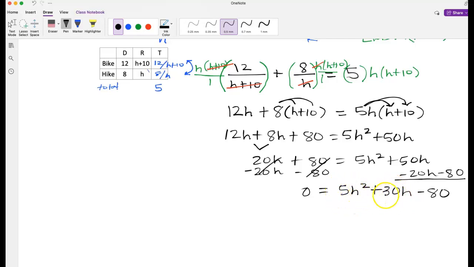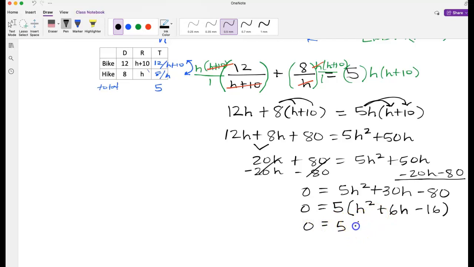I can see that 5 can divide into each of those terms. So I'm going to first do that. Let's divide 5 out of each of these. So I'm going to have 5 on the outside. If I divide that out of the first term, I'm left with h squared. Divided out of the second term, I'm left with 6h. And then if I divide it out of the third term, 80 divided by 5 is 16, and it's a negative 80, so negative 16. All right, now this looks like it's going to make it easier to factor here.